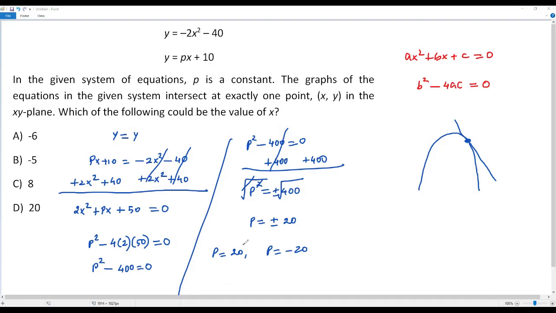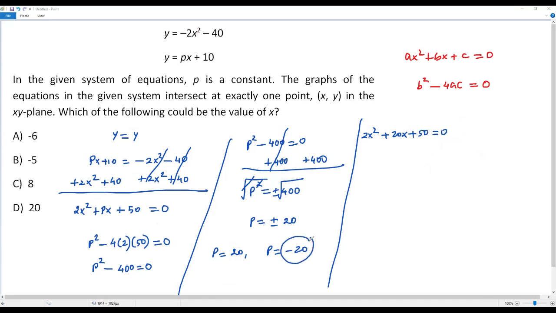But we cannot have both the values simultaneously for p. Either we can have 20 or negative 20. Only one of the values of p can be considered. Okay, let's consider the positive value 20 for p. Then this equation will become 2x square positive 20x positive 50 equals 0.